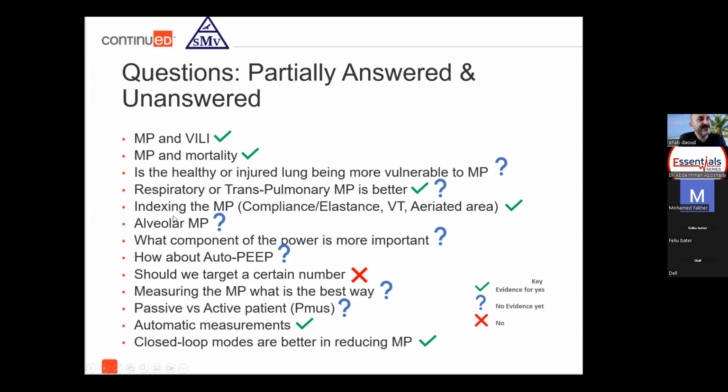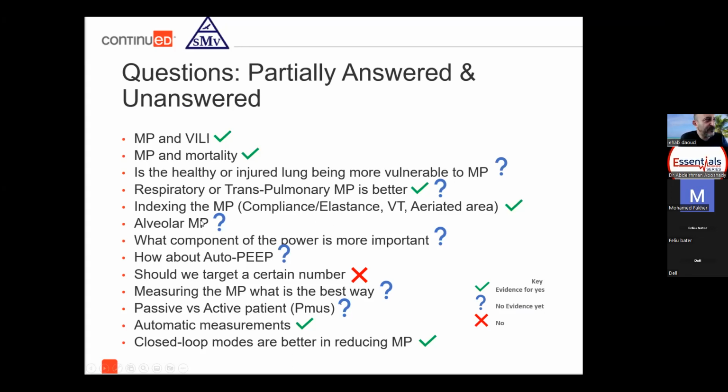As I mentioned before, is indexing the mechanical power more important than looking at the total mechanical power? Maybe there is some evidence that yes, if you index the mechanical power to the compliance or the elastance, or the tidal volume per ideal body weight, or even to the aerated area in the lung, it might be more meaningful than talking about mechanical power alone. So somebody getting mechanical power of, say, 20 joules per minute with a compliance of 20 might be different from somebody getting 20 joules per minute with a compliance of 50. Again, there are few studies that talk about this, maybe 2 or 3.